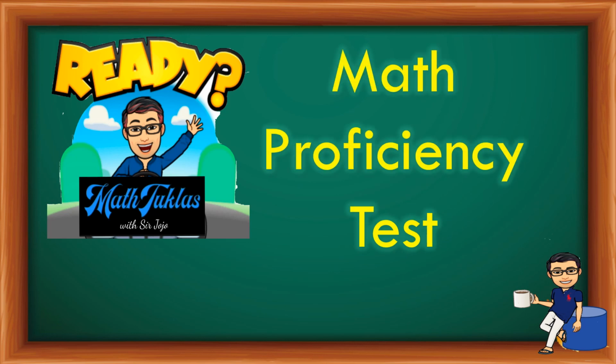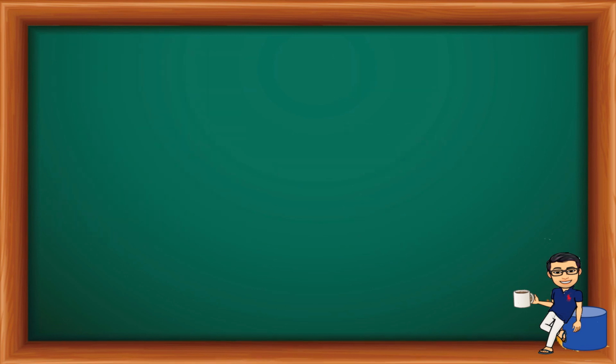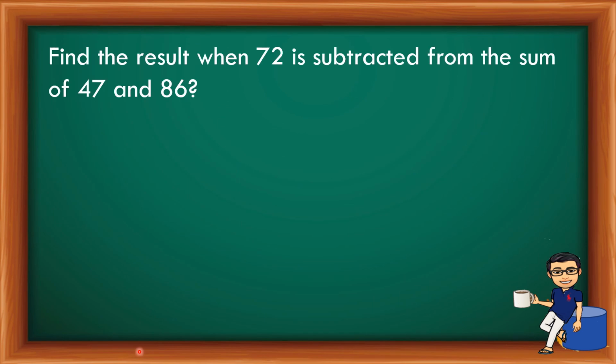This time, let us try to answer some items in the Math Proficiency Test. Let us determine how to solve or how to find the answer. Let us see the first item. Find the result when 72 is subtracted from the sum of 47 and 86. Our choices: A, 33, B, 65, C, 61, and D, 111. Let us try to see the solution.